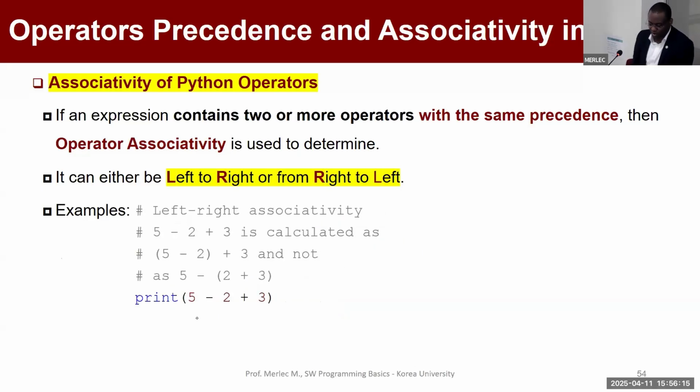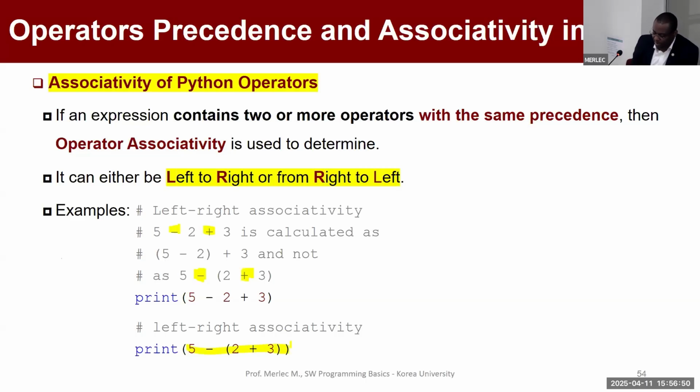Same also for subtraction and multiplication. In this case, they have the same precedence, but different associativity. Okay, the associativity. In this case, they will start first with the highest associativity, which is plus, and then the lowest associativity, by going from the left to the right. So this is the way Python will understand that.